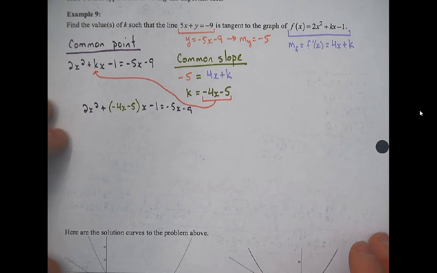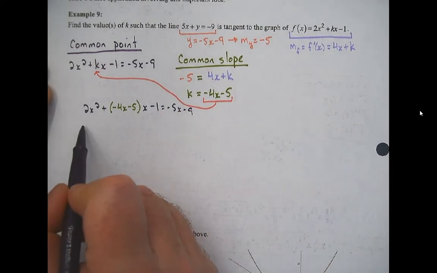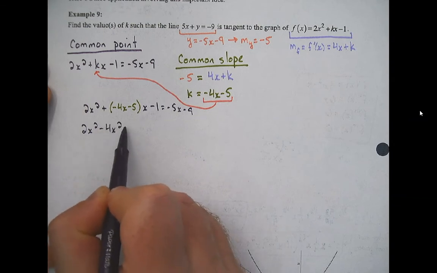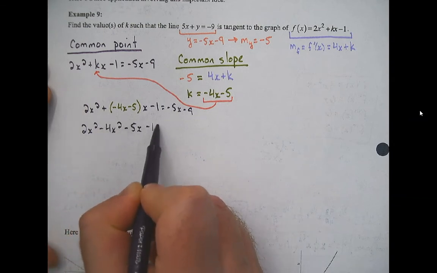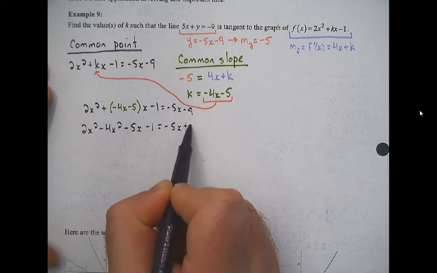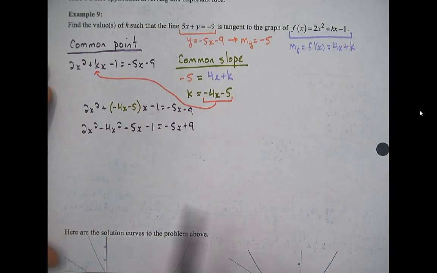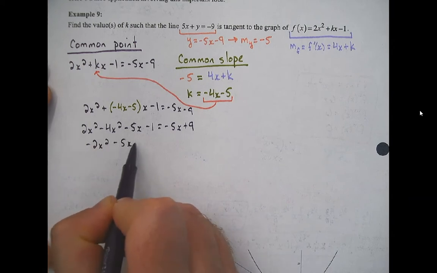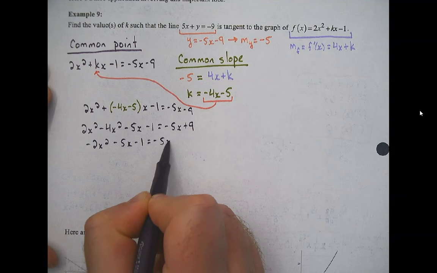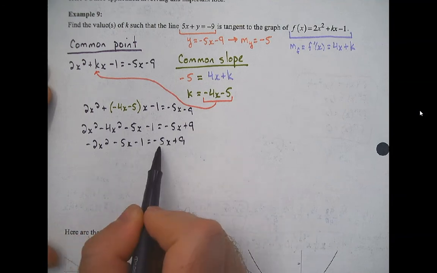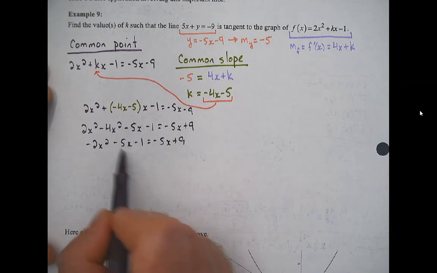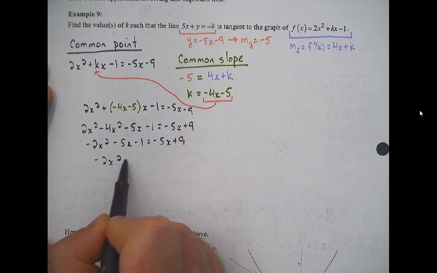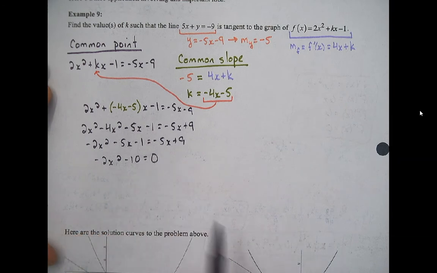Now this is something we can do. Distribute: 2x squared, subtract 4x squared, subtract 5x, subtract 1 equals -5x plus 9. Combine like terms, I would get -2x squared minus 5x minus 1 equals -5x plus 9. I like the way that's going. I would add them to both sides, get those to cancel, and move that over here, so I'd get -2x squared, subtract 10 equals 0.